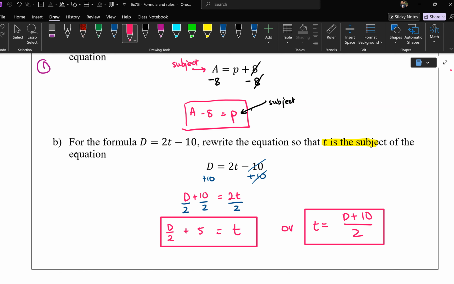When you divide by 2, remember there's 2 terms here. So you have to divide both of them by 2. So you're right that 10 divided by 2 is 5, but you also need to divide this one by 2 as well. But that's good. So that means you subtracted 10, added 10 on both sides, and then you know to divide both sides by 2. Well done. That's a 2-step equation.